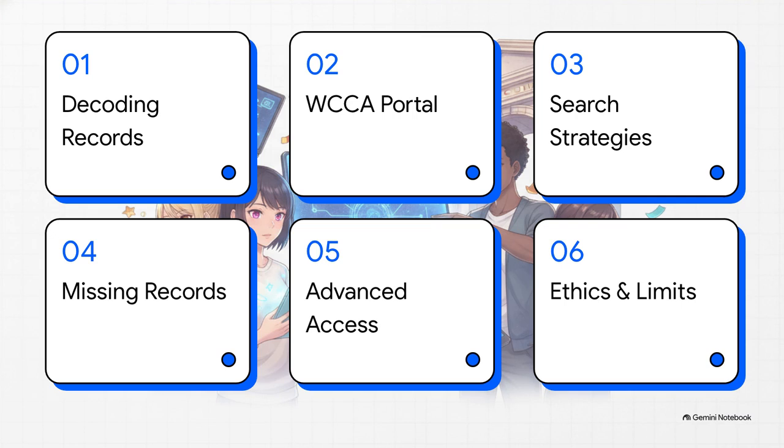Okay, so here is our game plan for today. 1. Decoding Racine court records. 2. Navigating the WCCA portal. 3. Effective search strategies. 4. Troubleshooting missing records. 5. Advanced access and preserving. And finally, 6. Ethics, limits, and disclaimers.